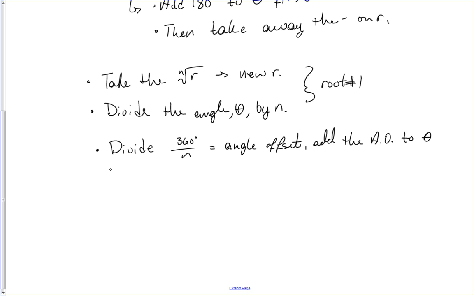Let's try an example, because this will be clearer when we actually do an example. So let's find the cubed roots of 8 CIS 120 degrees. The first thing we're going to do, we're going to check to make sure r is not negative. We look, 8 is positive, so we're good there. So now we're going to take the cubed root of 8 to start with. Well, what's the cubed root of 8? That's 2.